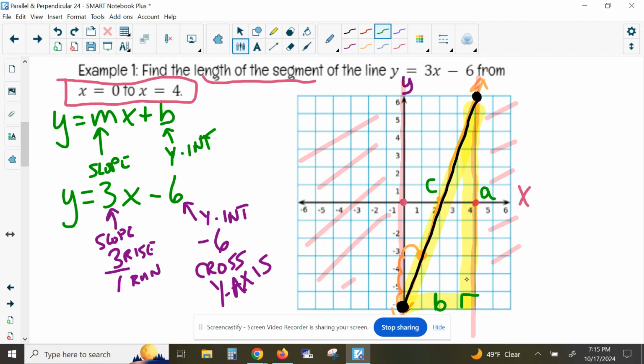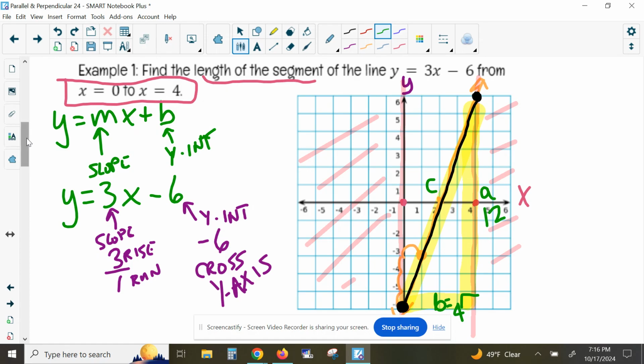Now since these are horizontal and vertical, I can count bubbles. So counting bubbles from the bottom, that's 1, 2, 3, 4, 5, 6, 7, 8, 9, 10, 11, 12. So the length of this side is 12 long. Counting bubbles on the bottom, that's 1, 2, 3, 4. And I recommend you actually write the bubbles, because then you're not going to miscount. So now I have a right triangle where A is 12, B is 4, and C is missing.